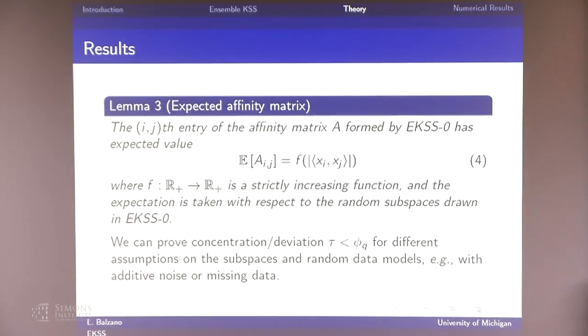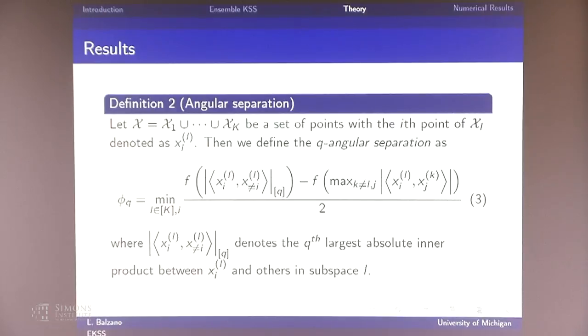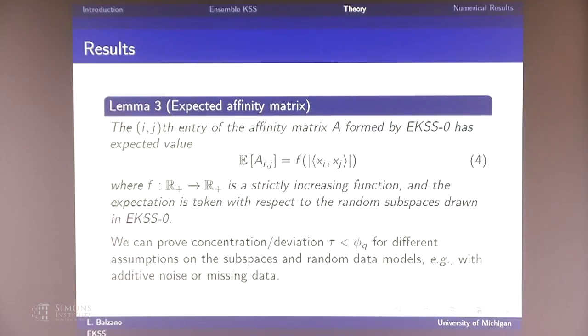Okay, so we basically then prove that, like I said earlier, our EKSS0 function has some monotonic function of the absolute inner products as its expectation. And then the work is to prove that there's some concentration that gives a deviation tau, which is strictly bounded below this angular separation. Okay, so if the deviation is below phi of q over 2, then we can guarantee that the thresholded affinity matrix will give correct clustering.